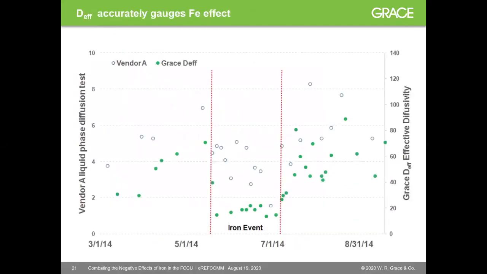One important example of non-routine catalyst testing was the measure of catalyst diffusivity. The GRACE effective diffusivity test proved to be a more accurate reflection of the actual changes to both catalyst and yield, most importantly during the iron excursions of 2014. The results obtained with this test were consistent and a reliable indicator of the effects of iron, particularly when the threshold level was reached.